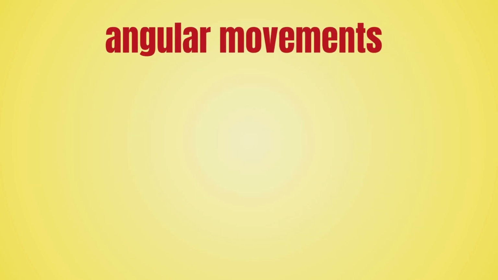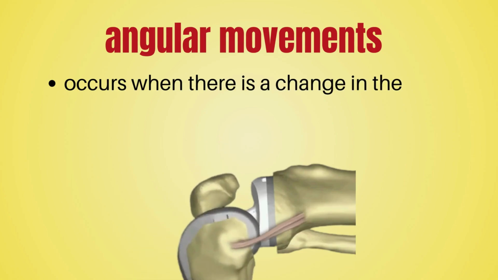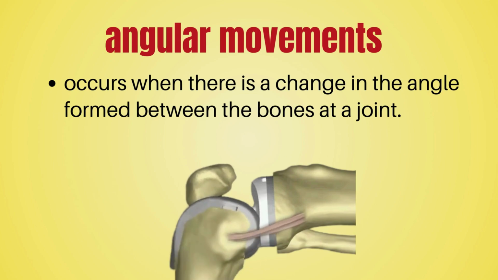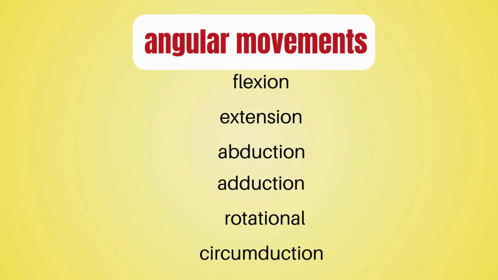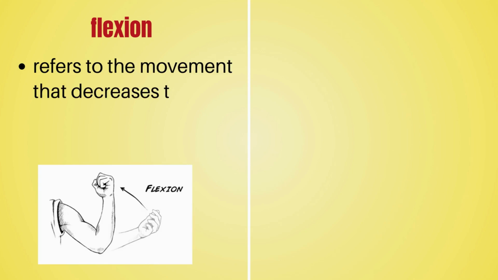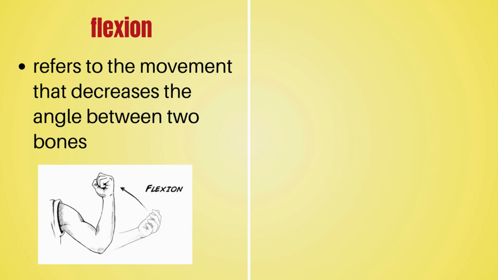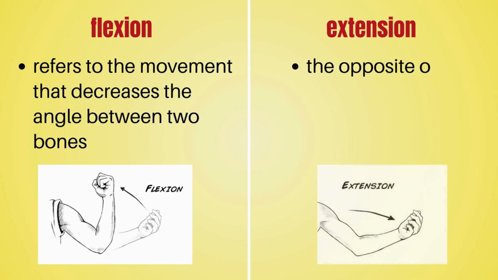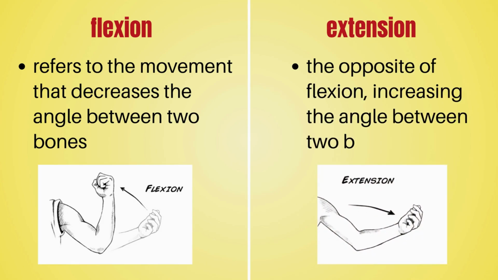Let's talk about the angular movement. The angular movement occurs when there is a change in the angle formed between the bones at a joint. It involves various actions including flexion, extension, abduction, adduction, rotational movement, and circumduction. First is flexion. Flexion refers to the movement that decreases the angle between two bones, typically occurring in the sagittal plane. Second is extension. Extension is the opposite of flexion, increasing the angle between two bones.